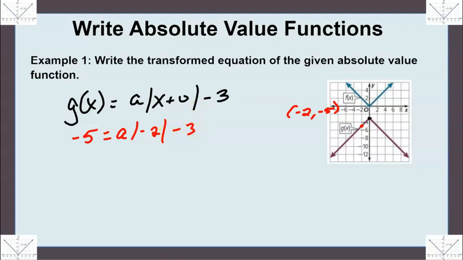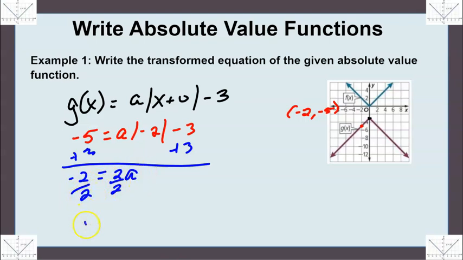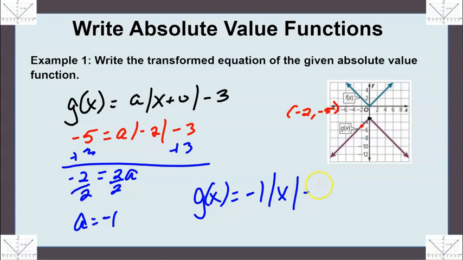And now I can solve for a here. So I'm going to add 3 to both sides. And I get negative 2 is equal to, the absolute value of negative 2 is 2. 2 times a is 2a. Then divide by 2. I'm going to have a equaling a negative 1. If a is a negative 1, the function would be g of x equaling negative 1 times absolute value of x minus 3.